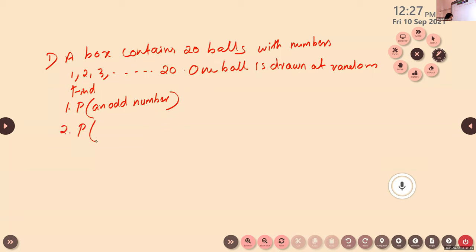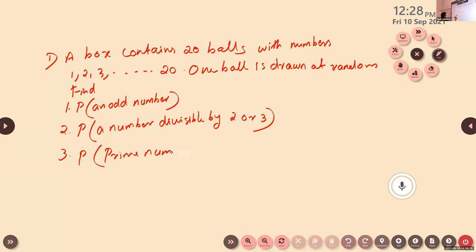Second question, a number divisible by 2 or 3. Third, probability of a prime number. Fourth one, not divisible by 10. Only this much, 4 questions. Try these questions.